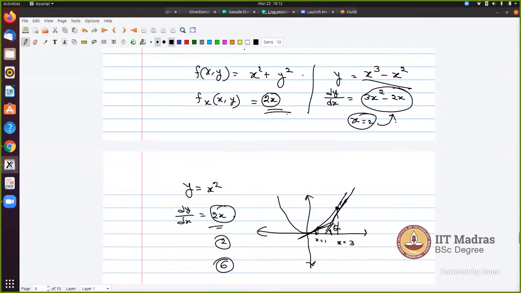Exactly. Okay, so just take an example of a particle in physics. I am not doing physics here. I will not take that example.